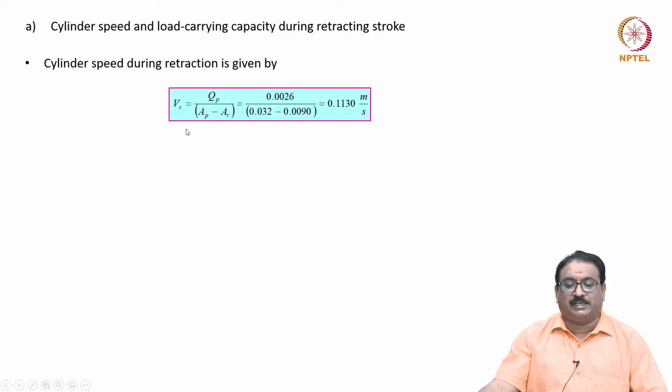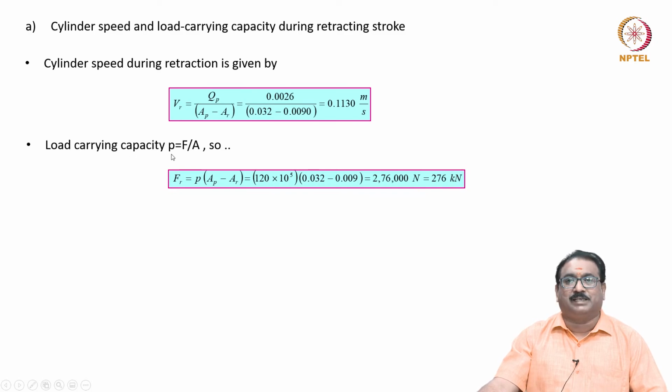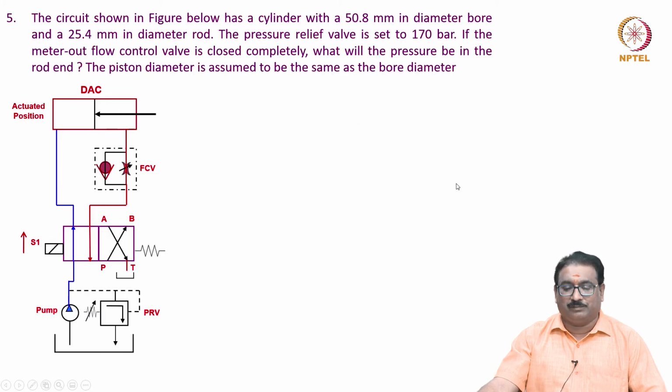Cylinder speed during the retracting stroke, VR equals QP by AP minus AR, correct. You will substitute all the values, I will get 0.1130 meter per second. Similarly, load carrying capacity P equals F by A, correct. The load carrying capacity F equals P into A. That is why I am doing P into AP minus AR. Substitute all the values. Afterward, I am getting 276 kilonewton. Correct? Very simple it is. Very, very simple. Substituting the values, you will get it.